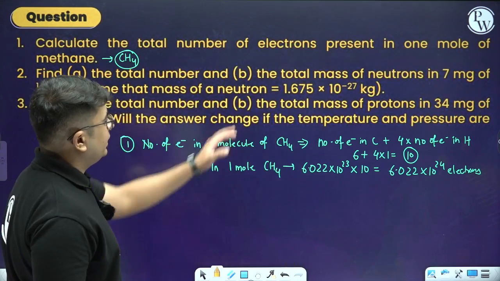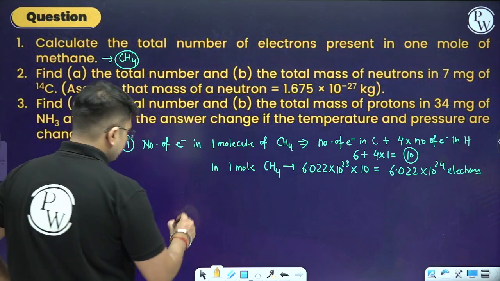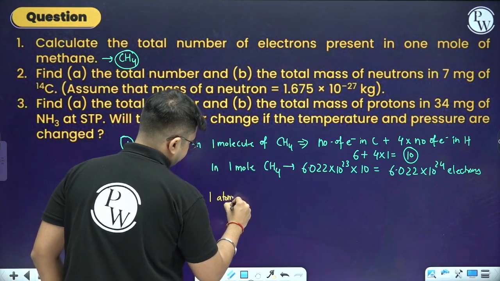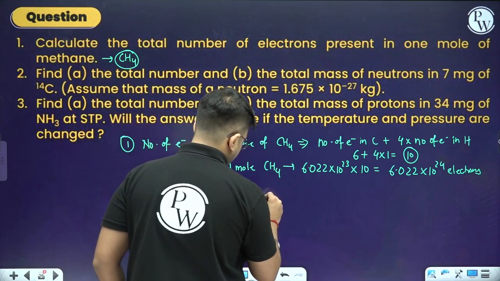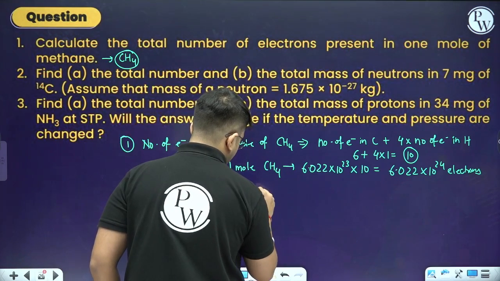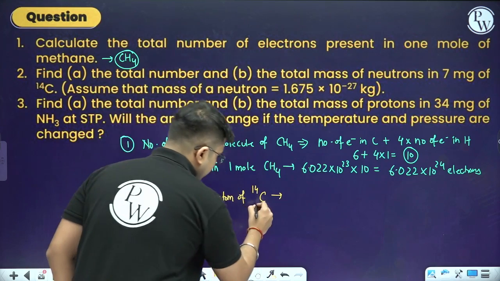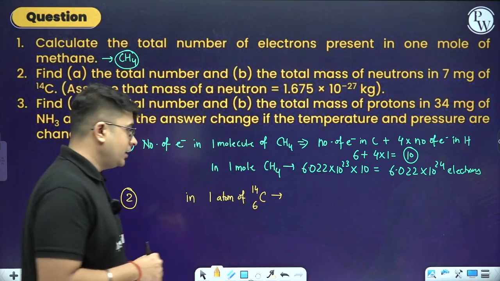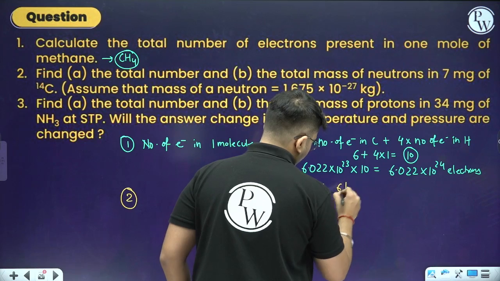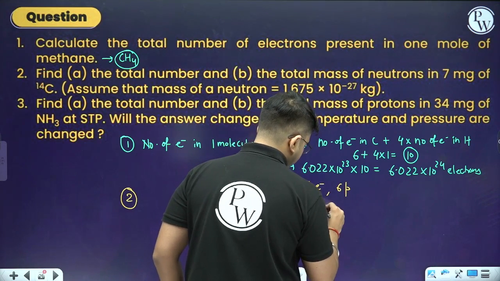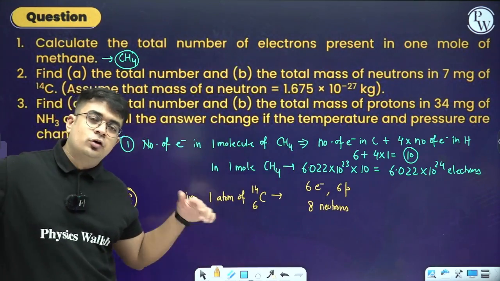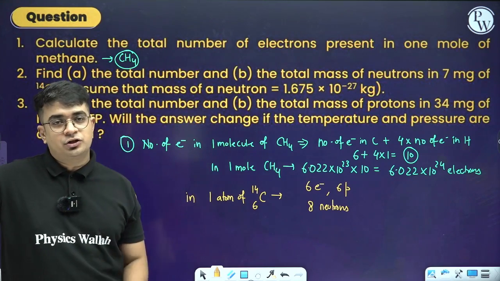So basically in the first part I can say in one atom of carbon 14, so this will be 6C14 definitely. You have 6 electrons, you have 6 protons, but you have 8 neutrons. So you know about the one atom. If you know about the total number of atoms, the entire calculation will be very easy.